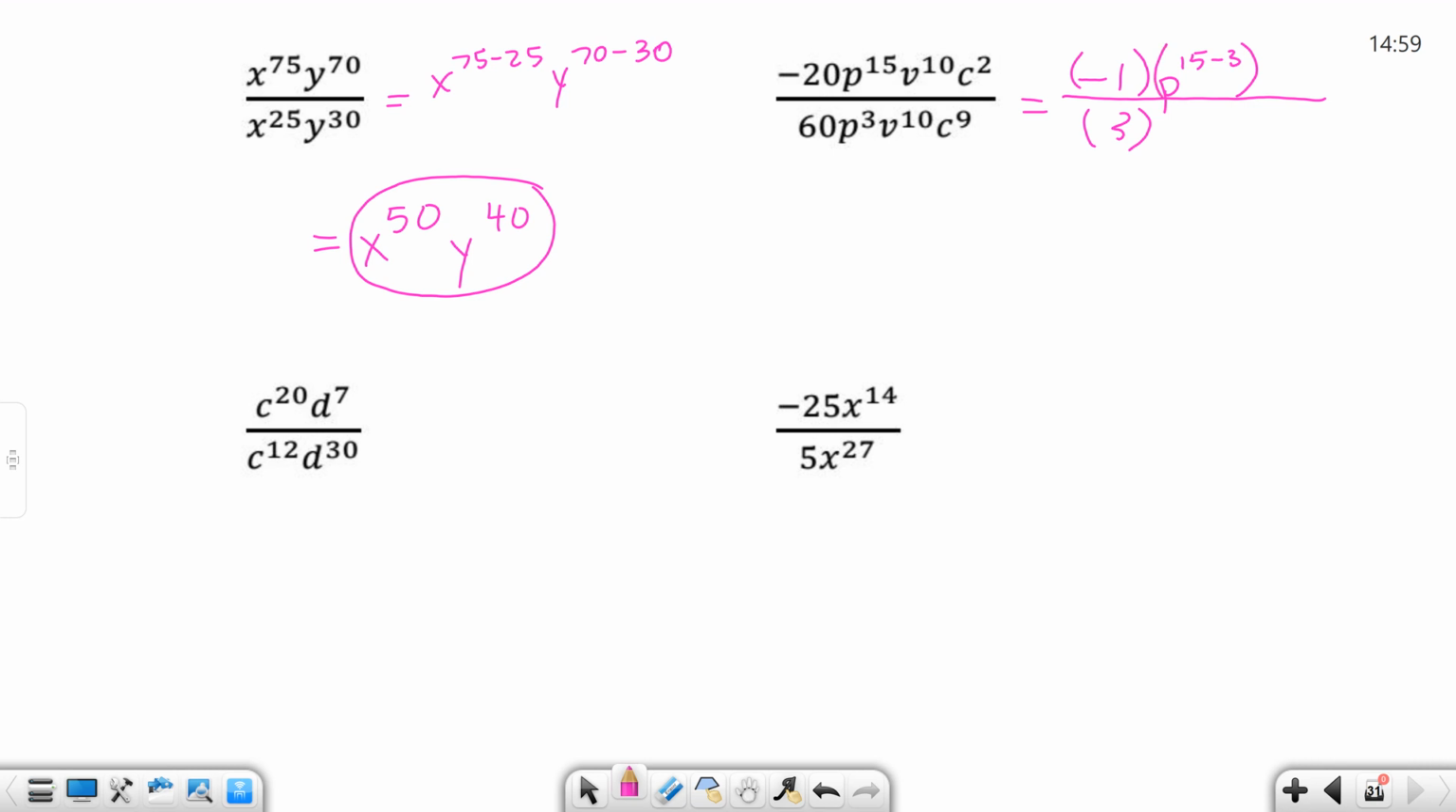What about v to the 10th over v to the 10th? Where's the bigger power of v? Oh, it's in the same place, isn't it? So if it's the same 10 and 10, how many v's are left over when we divide all those v's out? None, right? There's no v's left. No v's. And then c, 9's bigger in the bottom, the denominator, so it's going to be c to the 9 minus 2.